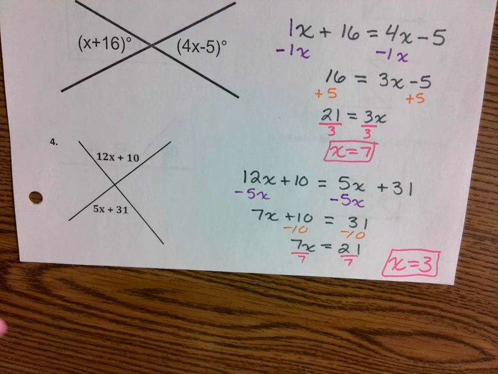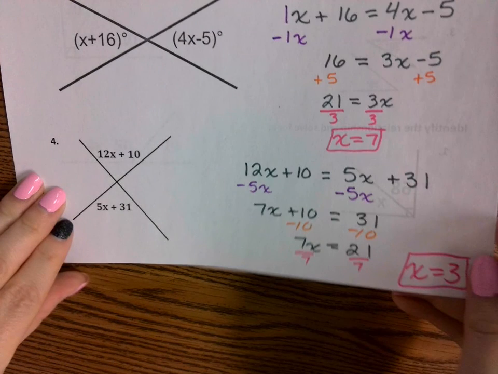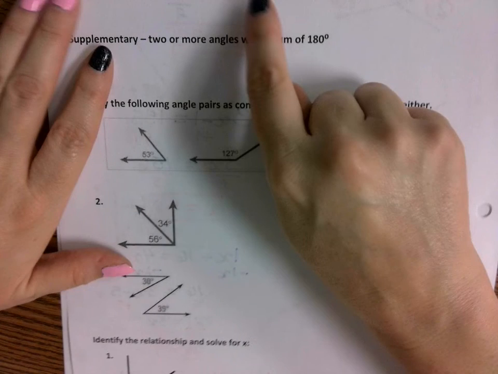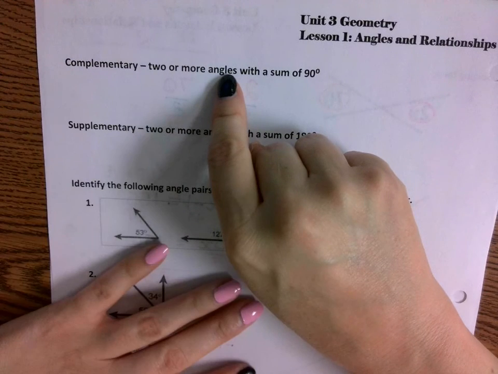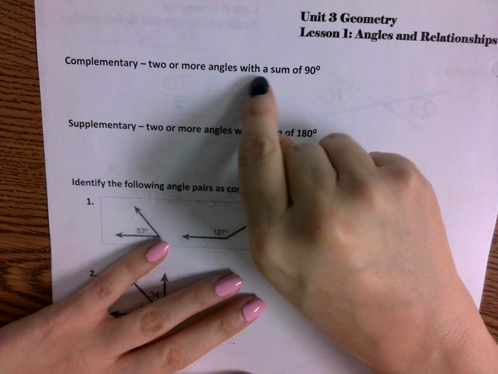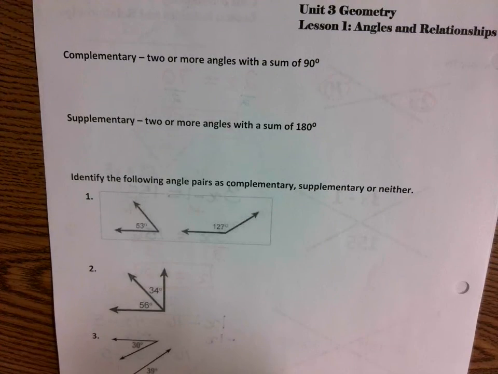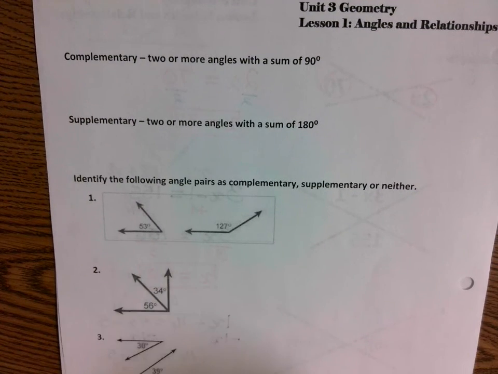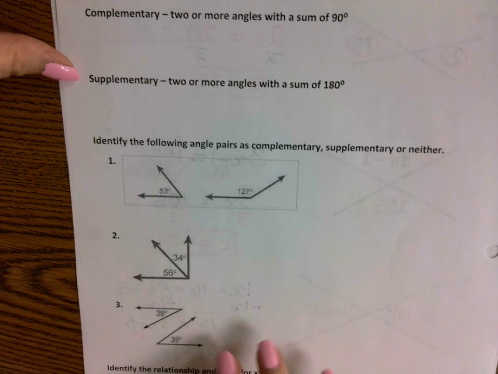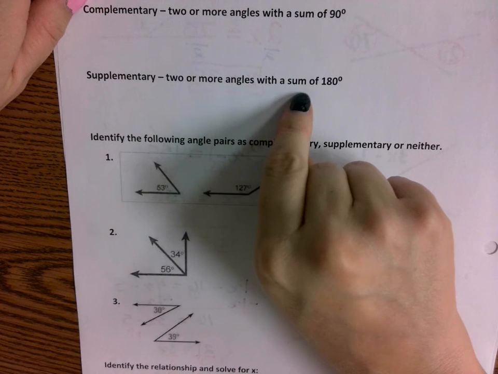So for complementary angle relationships, you have two or more angles that are going to have a sum of 90 degrees. That means you're going to add them together and it's going to equal 90 degrees. For supplementary, it's two or more angles that when you add them together it equals 180. Here's how I've had students remember it in the past.